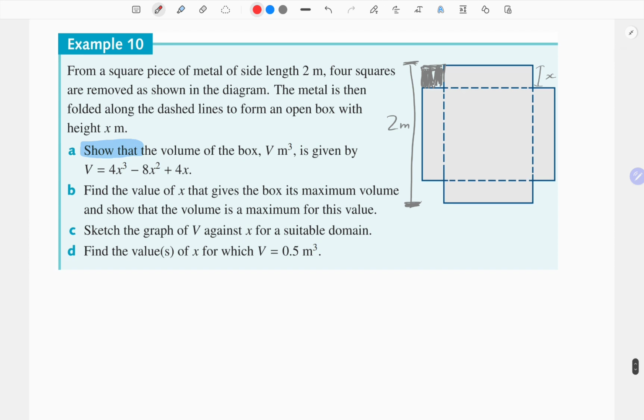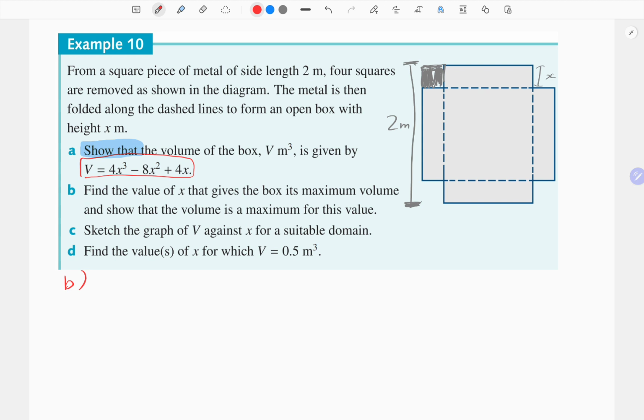For this one, they say show that the volume is given by this, which means they already gave you the volume equation. So why bother finding it? It would be 2 marks, but a lot more difficult than a normal 2 marks. So what's the point? Skip that. Use the result to find B. So let's go for B first.